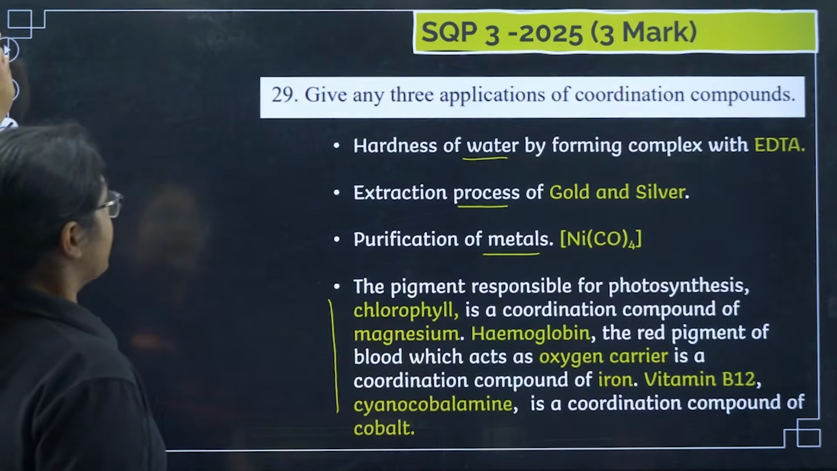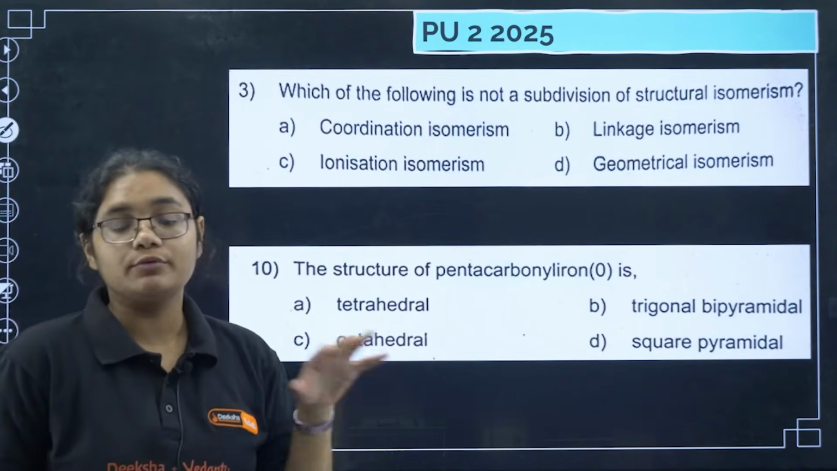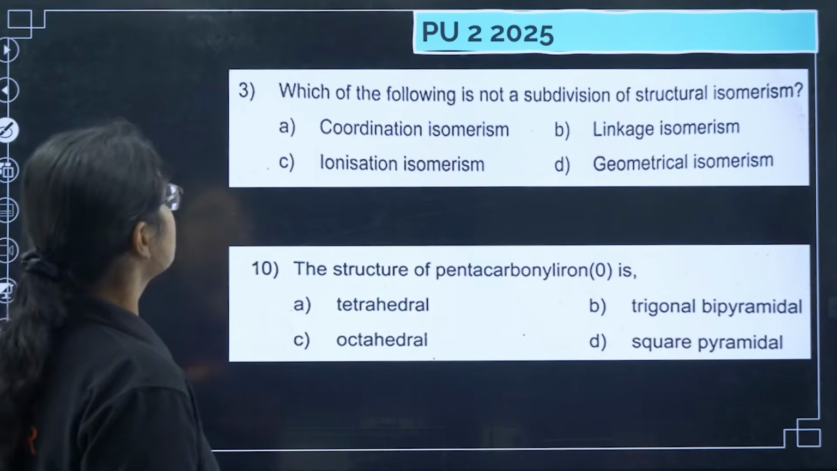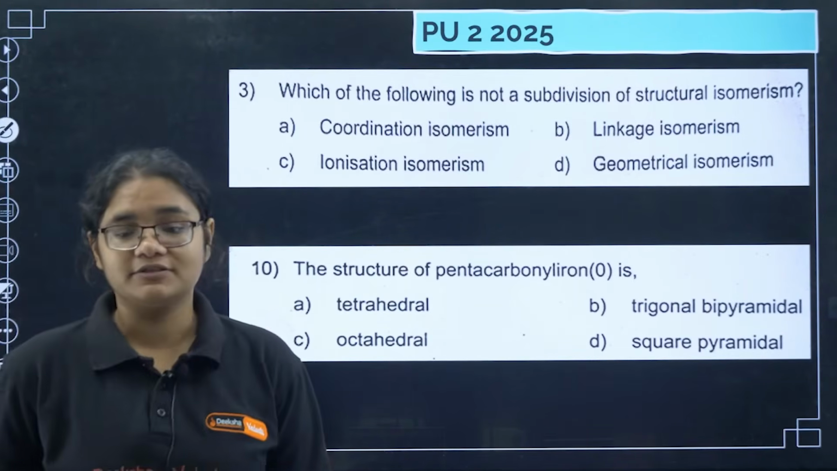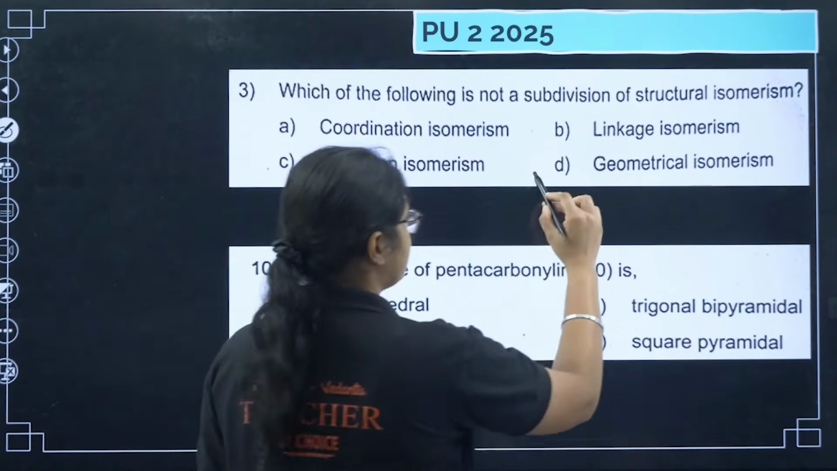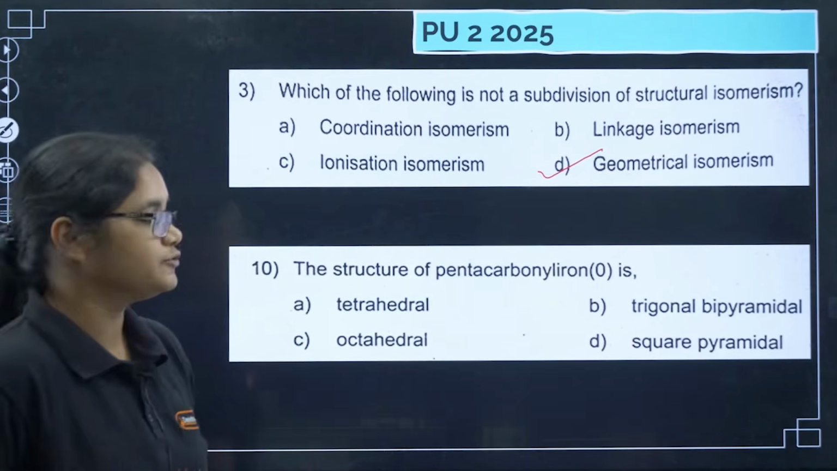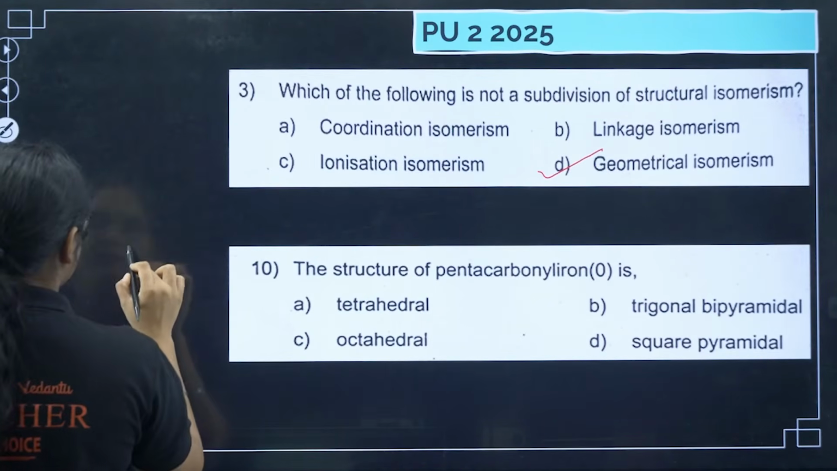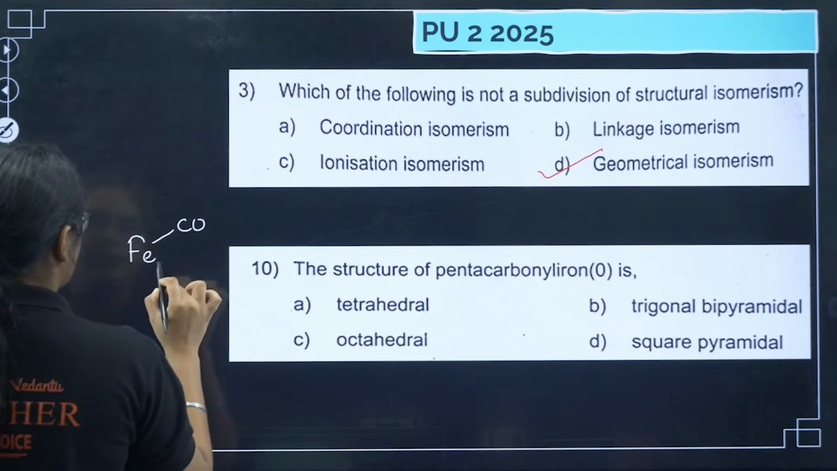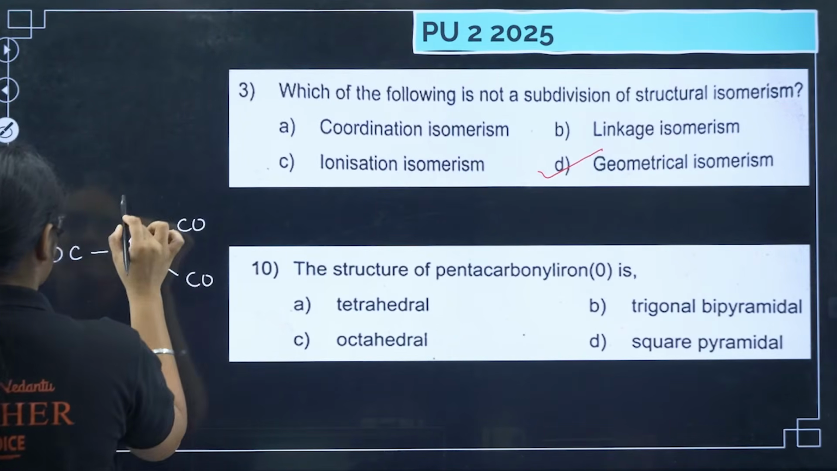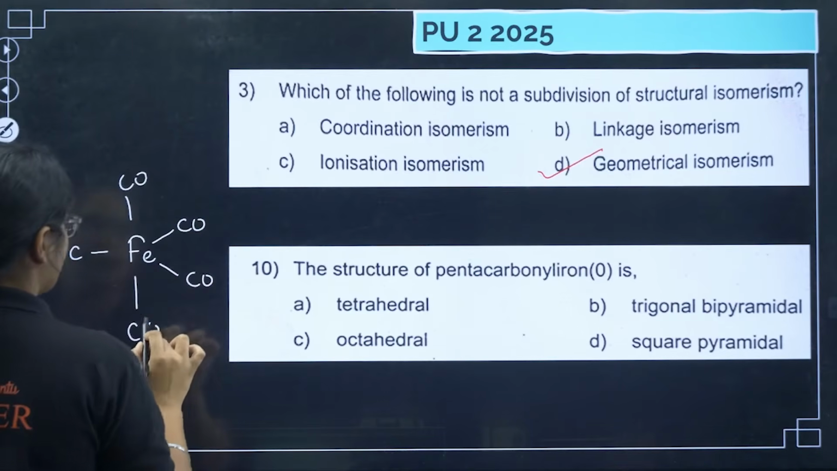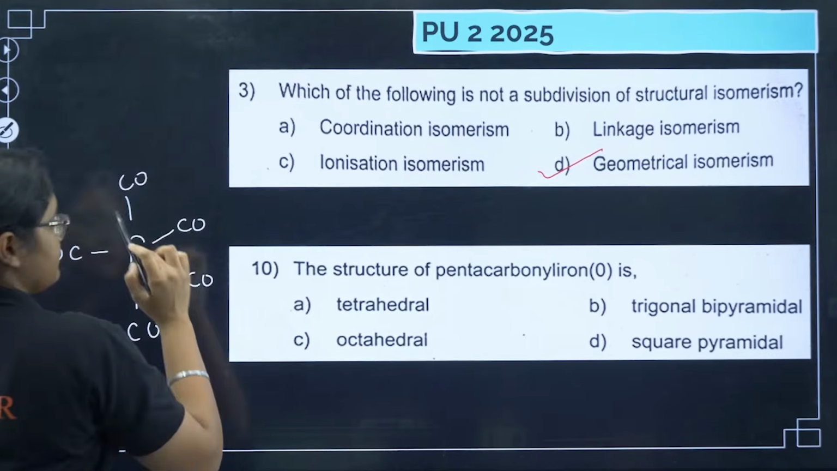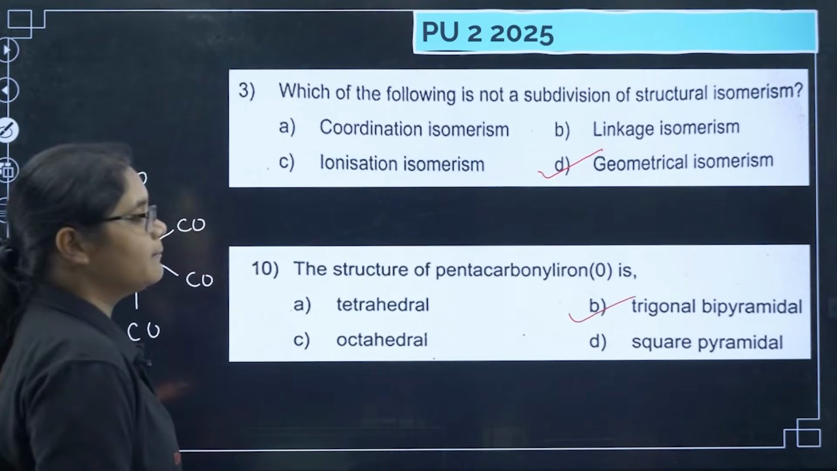Okay. Next, we'll go to actual PU2 2025 final paper questions. So here are some, first of all, I'll take some MCQs that is there. Which of the following is not a subdivision of structural isomerism? So we know that geometrical isomerism is not a structural isomerism. The structure of pentacarbonyl iron 5 is there. The structure of that compound is like this. Okay, pentacarbonyl iron, and this is called as trigonal bipyramidal, and we write it as like this, trigonal bipyramidal.